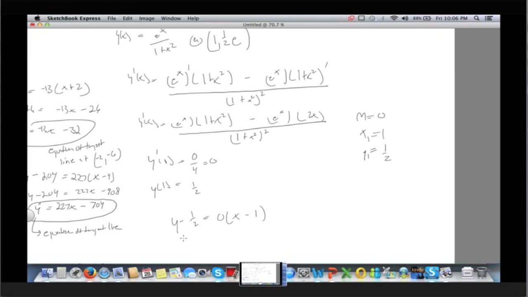So how did you get that y of 1 equals 1/2? Where did that come from? I got this by plugging 1 back into this function. Show me how that works out. So e to the 1. Yeah, that's not correct. So e over 2.